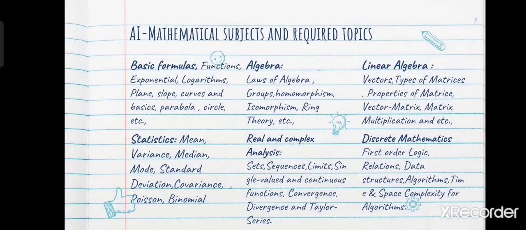AI mathematical subjects and required topics. I have listed 6 of them in this presentation. First of all, basic formulas and functions are used in AI. Next, in algebra, laws of algebra, isomorphism and other things are used. In linear algebra, vectors and properties of matrices are used. In statistics, mean, median, variance, mode, everything is used. In real and complex analysis, sets, sequences, limits, etc. In discrete mathematics, first order logic, algorithms, etc. So these are the major usages of mathematical concepts in AI.